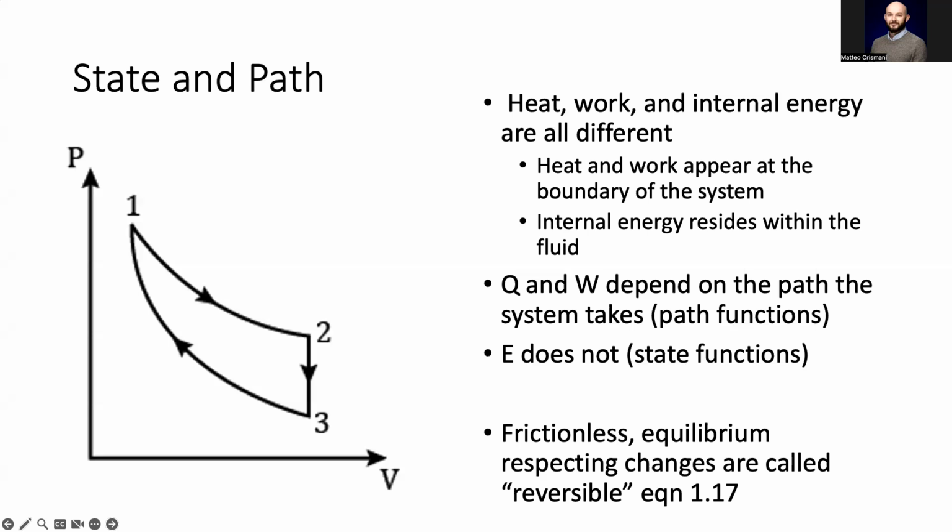E doesn't change. E does not care about the path you took. E is a state variable. So if I go from here to here versus if I go this way, you can't see that, but I just drew like an imaginary bubble, right? These two are going to change differently than this one. E is your final state. It's your starting state. If you cared about what happened at this point, that's fine, but that's going to be a different path than if you went that way. The path matters only for Q and W, not for E. Is that fair?